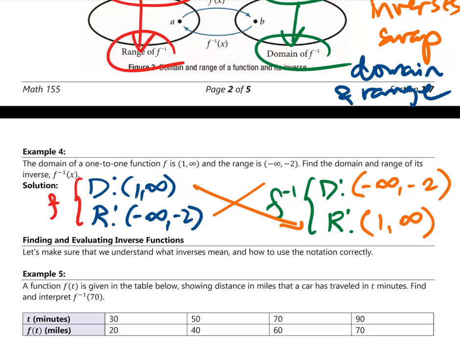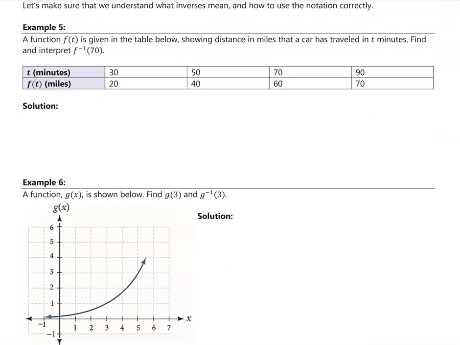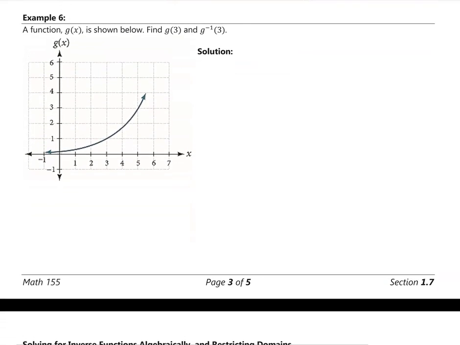So make sure that we understand what inverses mean and how to use the notation correctly. All right, next one. We don't need this. Let's skip this. Number 6. A function g of x is shown below. Find g of 3 and g inverse of 3.